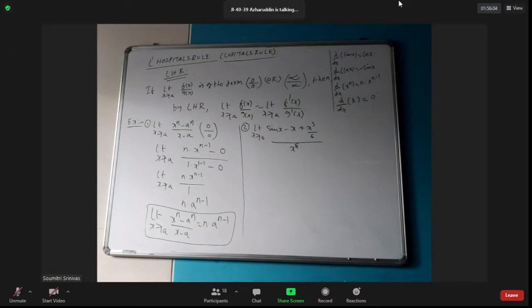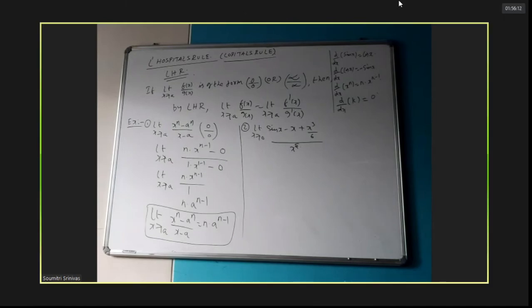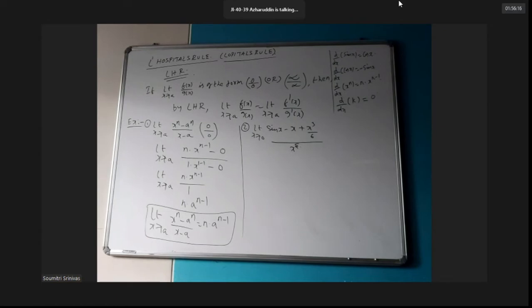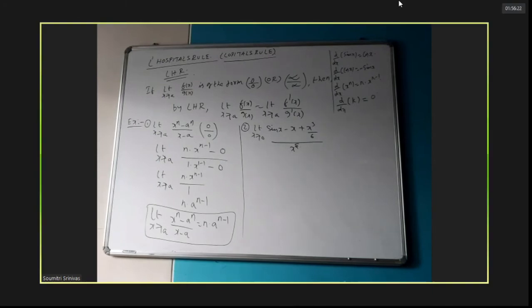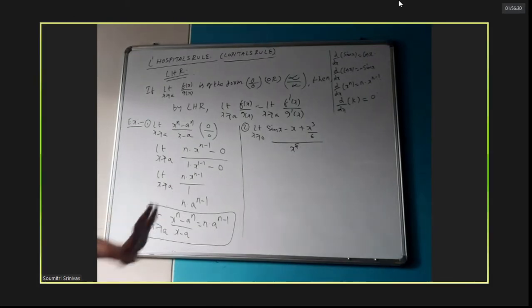Sir, we get cos x minus 1 into x square by 3x power 4. No man, x cube derivative is 3x square by 6. 3 cancels with 6, it becomes x square by 2. Yes, x square by 2. Then we take 2 LCM, 2 sin x minus 1 minus 2.